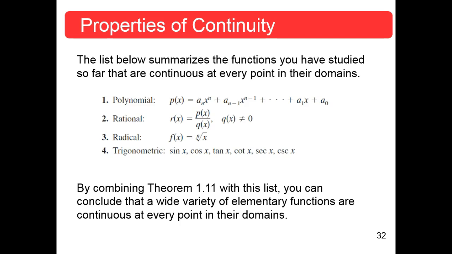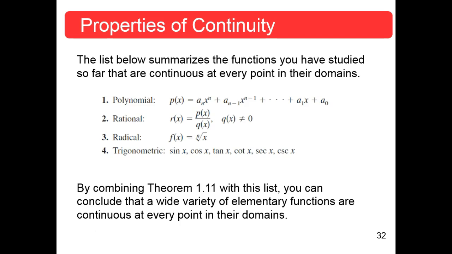So it summarizes the functions you have studied so far that are continuous at every point in the domain. Polynomial functions are continuous everywhere. So guess what? Multiply this by a constant, it's still continuous. Add it to another polynomial, still continuous. Subtract it from another polynomial, still continuous. Multiply it by another polynomial, still continuous. Divide it by another polynomial, as long as that other polynomial is not zero at that value, it will be continuous. Okay, rational functions is exactly what we just said. The ratio of two polynomial functions, as long as that denominator is not zero, will be a continuous function.